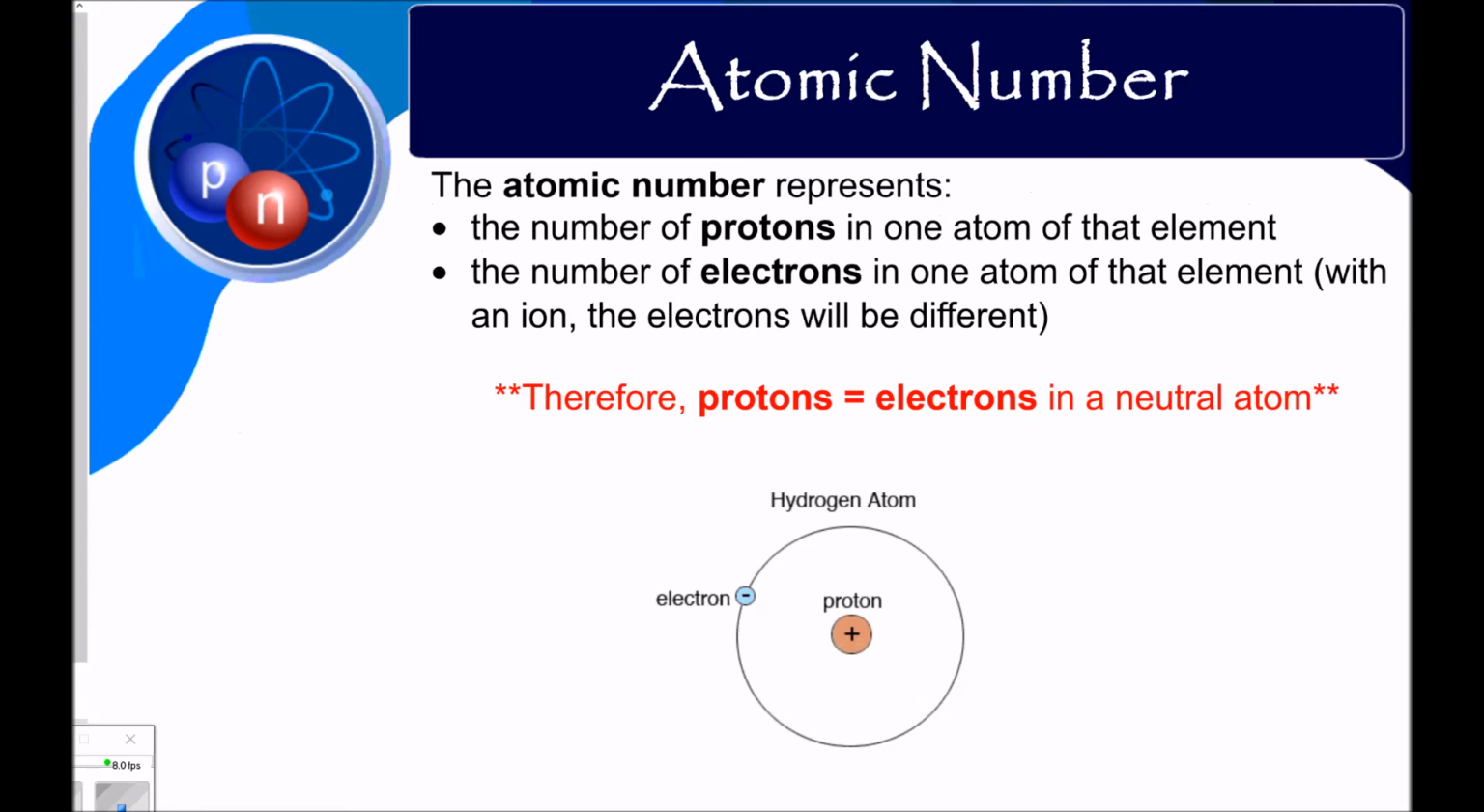So what does the atomic number represent? It represents the number of protons in one atom of that element. It also represents the number of electrons in one atom of that element in a neutral atom. So protons and electrons are equal in a neutral atom only. Later we'll talk about ions where those numbers are not equal.